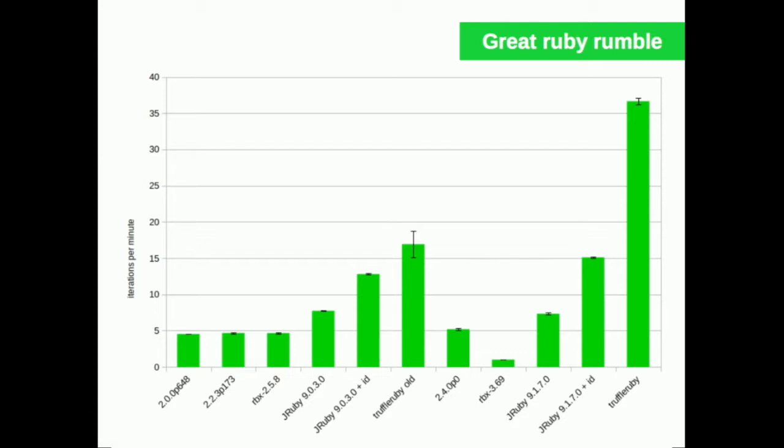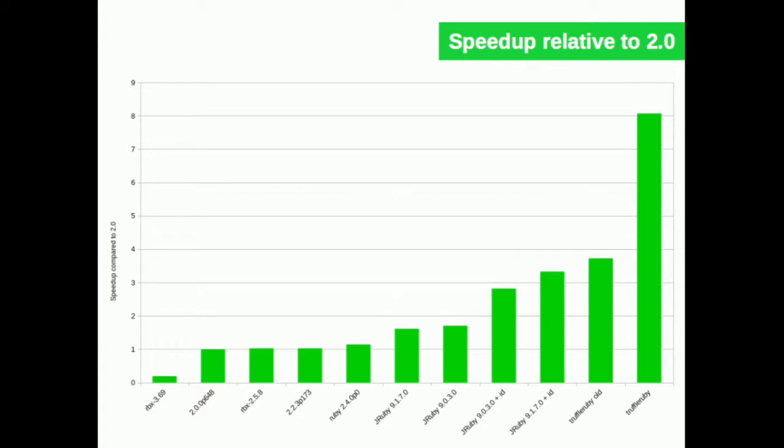And when you have these numbers, you can give some nice statistics around them. For instance, you can measure the speed up relative to Ruby 2.0, because the goal of Ruby 3, if you haven't heard yet, is to be 3 times faster than Ruby 2.0. So we can measure how far along are we already. And Ruby 2.4 is at, I think, 1.2 times faster than Ruby 2.0. But JRuby plus invoke dynamic is already more than 3 times faster in that particular benchmark than Ruby 2.0. But the newest version of Truffle Ruby is more than 8 times faster than Ruby 2.0.